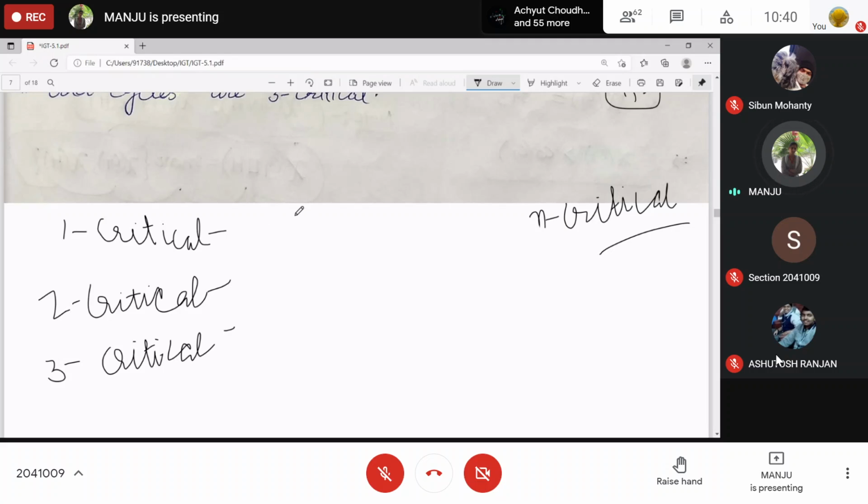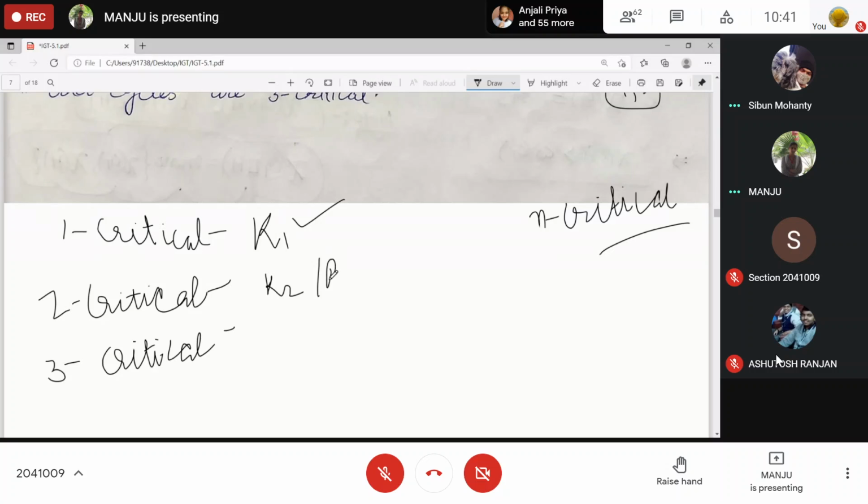Give me one example of 1 critical. K1. Tell me the proper subgraph of K1. There does not exist any proper subgraph, right? So all the proper subgraphs satisfy the condition. So K1 is 1 critical. 2 critical? K2, P2?